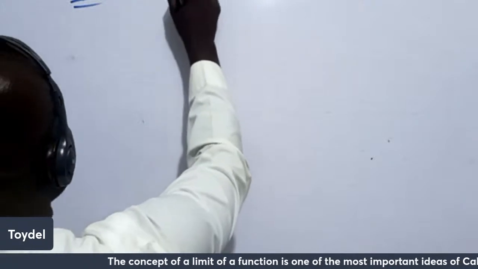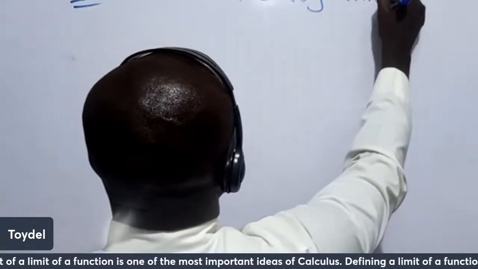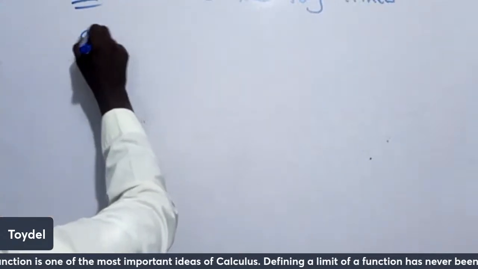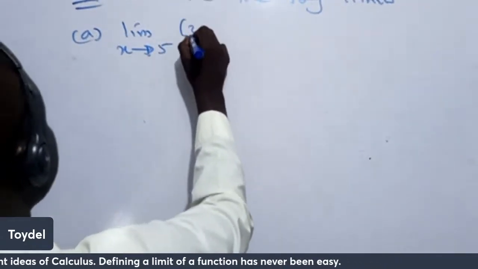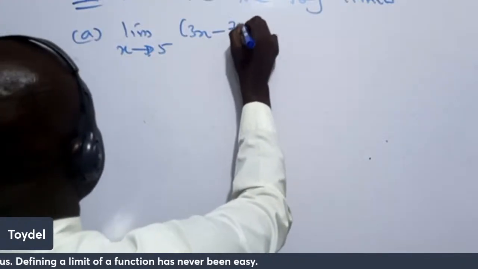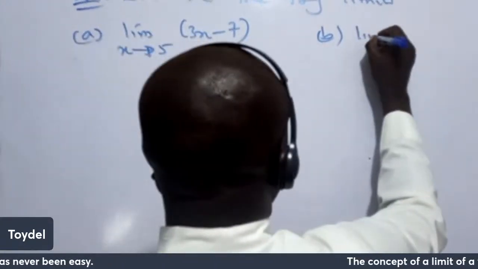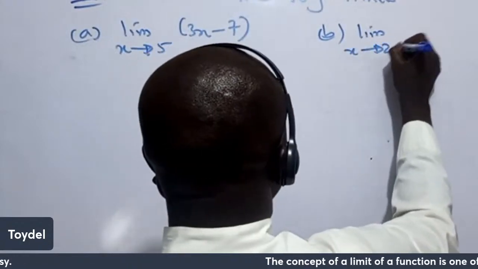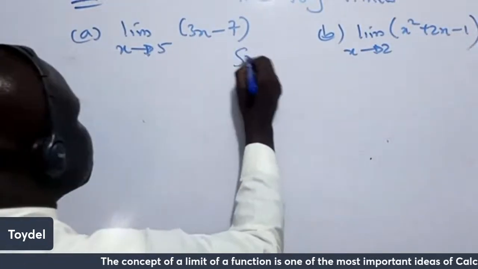Evaluate the following limits. The first one: the limit as x tends to 5 of 3x minus 7. Then B, let's take these first two questions: the limit as x tends to 2 of x squared plus 2x minus 1. So, solution.